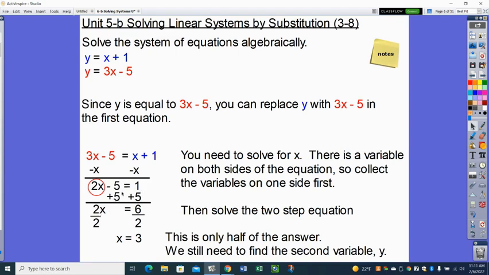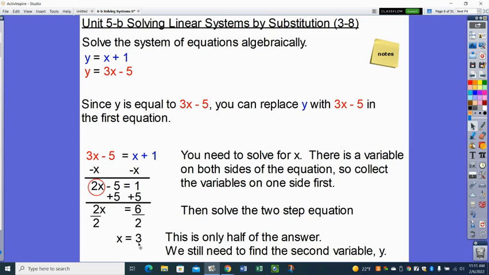So I get 2x plus 0, which is just 2x, equals 1 plus 5, which is 6. Now the opposite of multiplying by 2 is dividing by 2, and I get x equals 3. That is the x-coordinate of where these two lines intersect. I need the y-coordinate. That's only half of the answer.